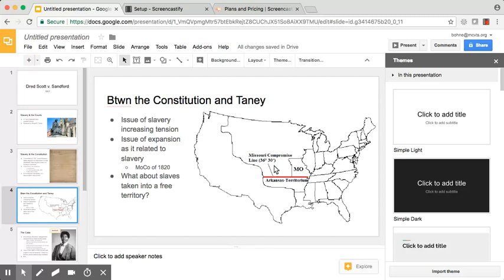We learned about this. So we have the Missouri Compromise of 1820, where Missouri would be slave and Maine would be free, and slavery would be prohibited above the 36°30' parallel. So now comes the question, what about slaves taken into a free territory?